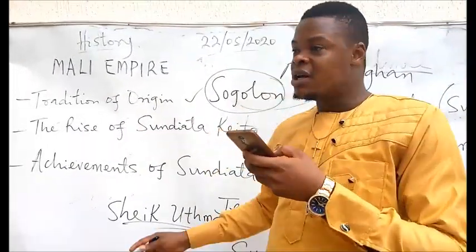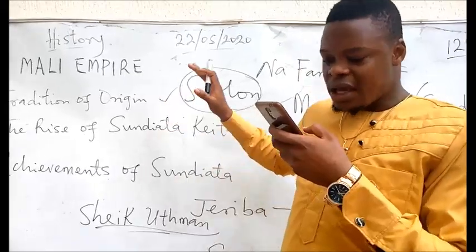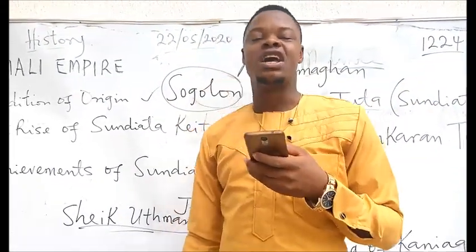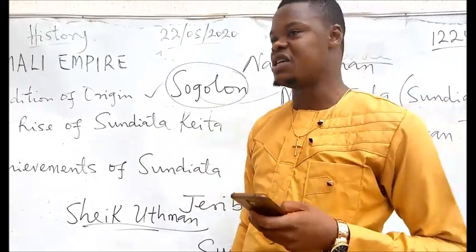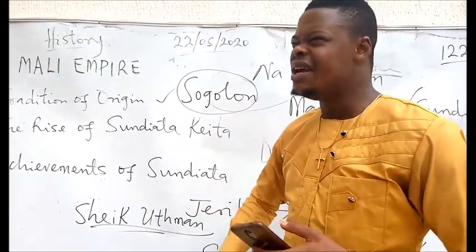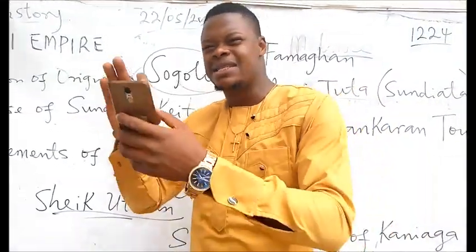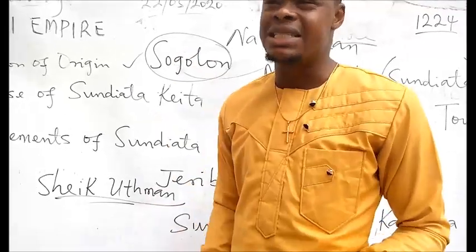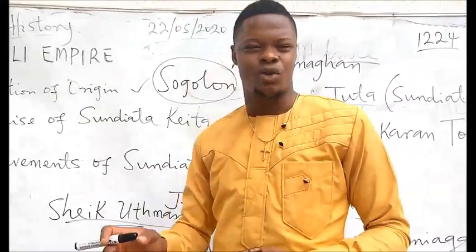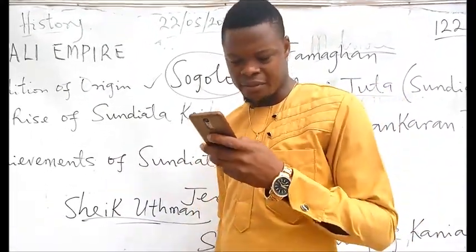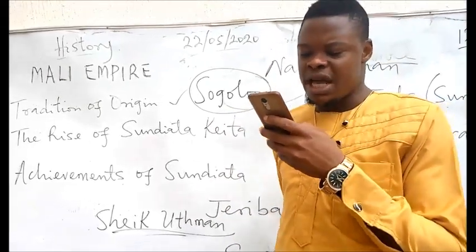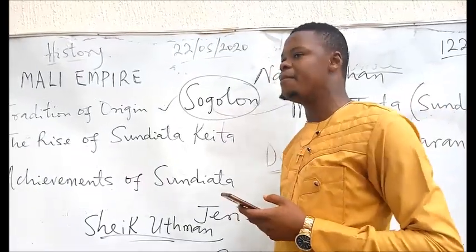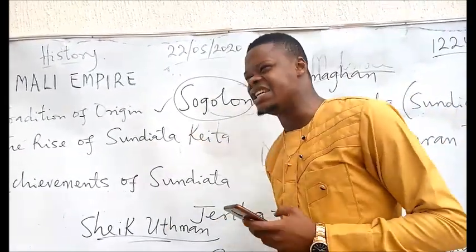Number three is that Sundiata Keita established an efficient administration which ensured peace and prosperity in the empire. So he was leading very well. He organized the political system of the empire so much that there was great peace and prosperity in the empire. And finally, Sundiata took measures to improve the economy of the empire. So he started engaging in trade.